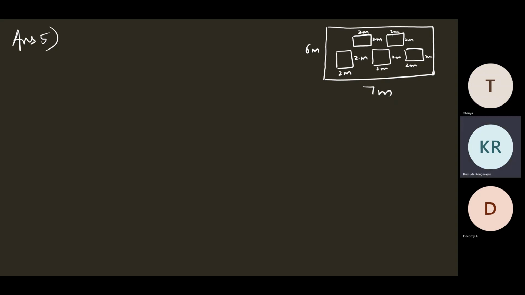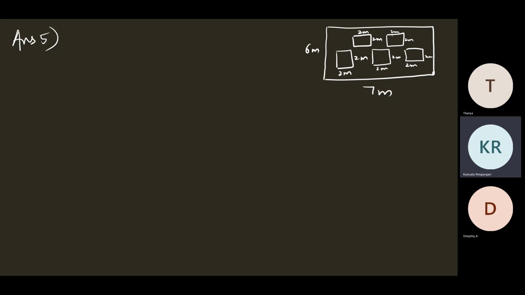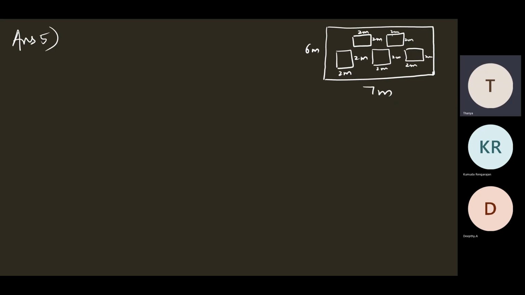The area, not length. The area of one square flower bed is 4 meters square. What will be the area of 5 such square flower beds? 20, ma'am. 4 5s are 20 meters square. What is the total area of the rectangular plot? 42, ma'am. 42 meters square.